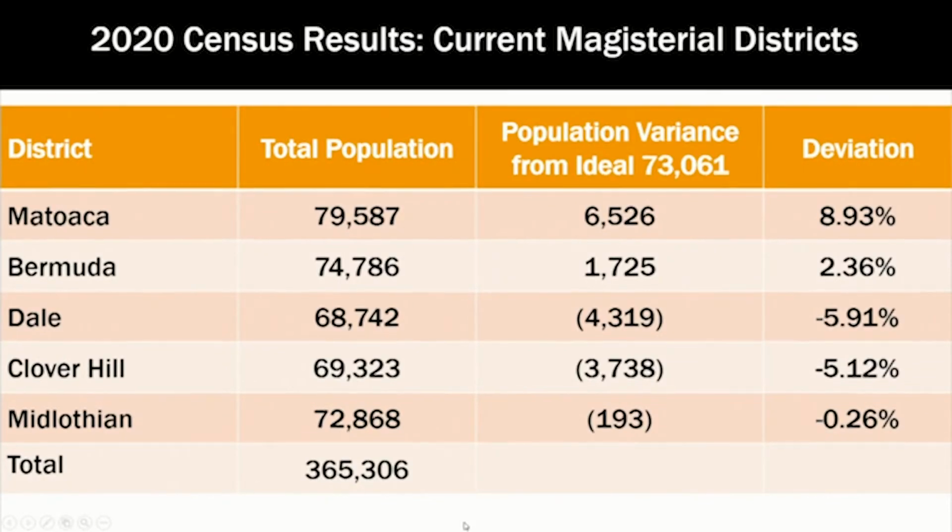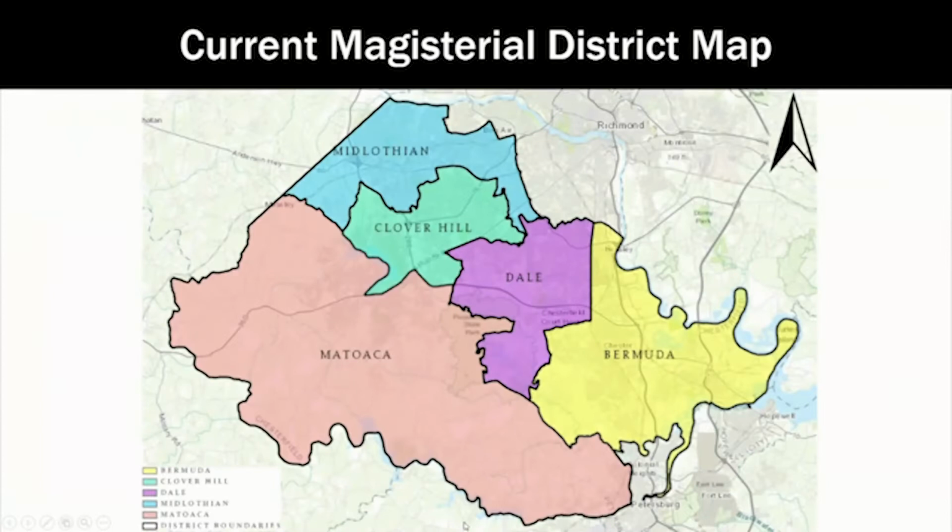So let's go on to the proposal. This is a chart showing what we started with. This is from the 2020 census results and our current magisterial district lines. And as you can see, Matoaca grew at the highest proportion, and then there were other magisterial districts, particularly Dale and Clover Hill, that in relation to the other districts grew at a lower rate. Now, everybody grew, but in proportion to the other districts, this is the distribution. So you can see that we've got a distribution between 591 and 893, so roughly 14%. And that's what we had to deal with. So here are the current lines, the current magisterial district lines.